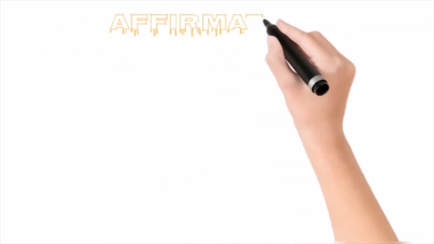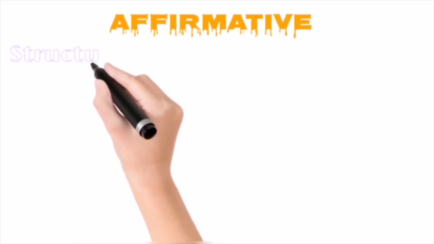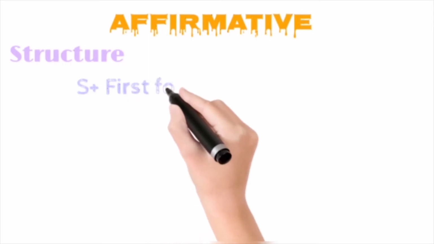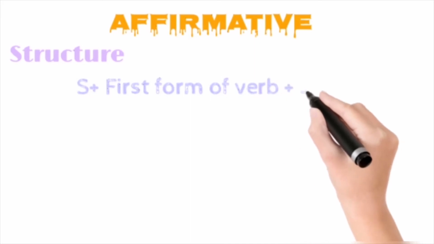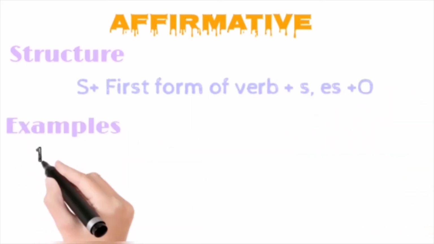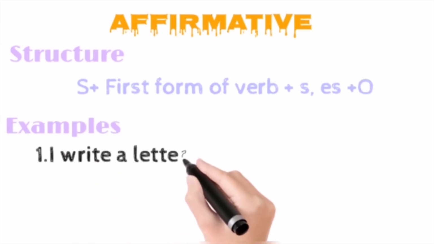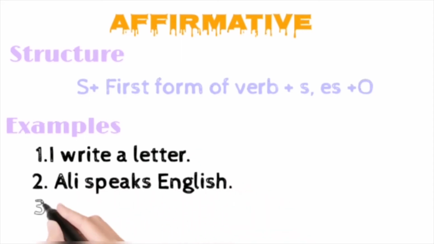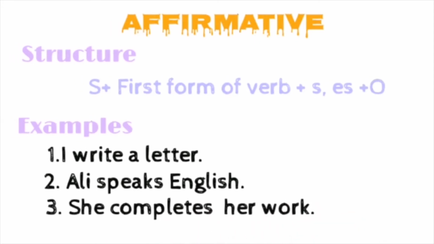Affirmative sentences or simple sentences are those in which we don't deny or ask any question, which means that they are totally simple. Structure: subject plus first form of verb plus s/es helping verbs plus object. Let's see the examples. Number 1, I write a letter. I is singular but we don't use s/es with I. Number 2, Ali speaks English. Number 3, she completes her work.